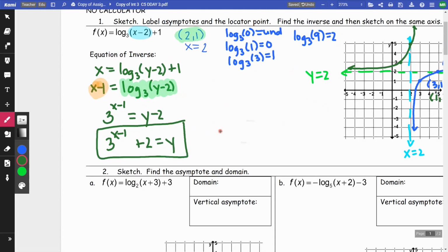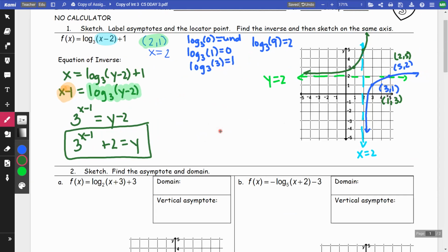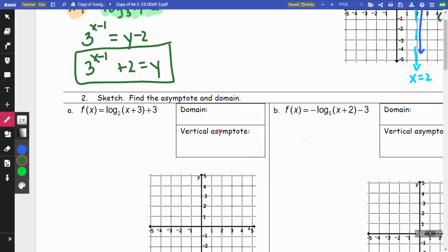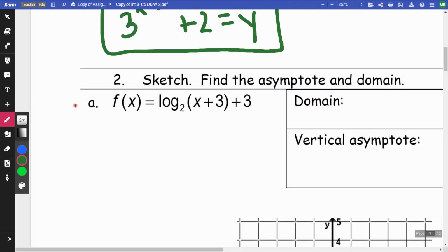On number 2, A and B, we are going to be graphing these, finding the asymptotes and stating the domain. So on this one, this is log base 2. So let me just jot down some log base 2s here real quick.